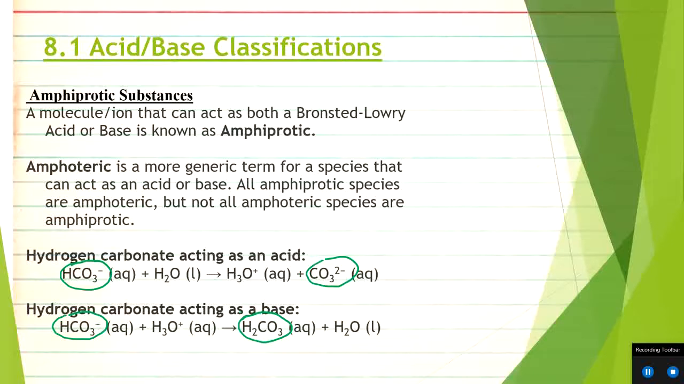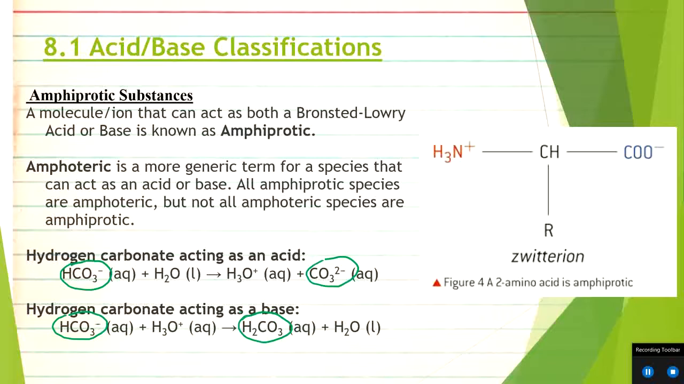Some substances, such as amino acids, can actually act simultaneously as a base and an acid. So they are still amphiprotic, but we call this a Zwitter ion. So this side here can actually give away a proton. It has an extra one to give, and this COO minus has a place to accept a proton.